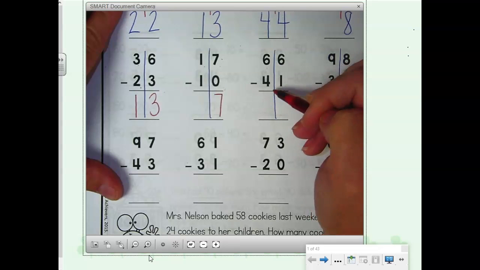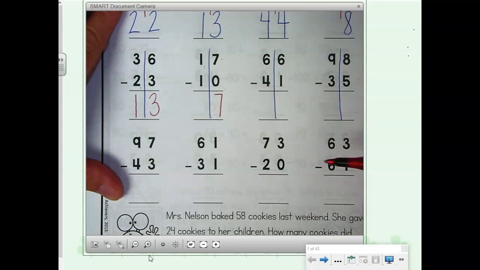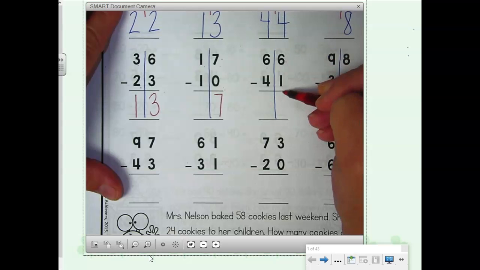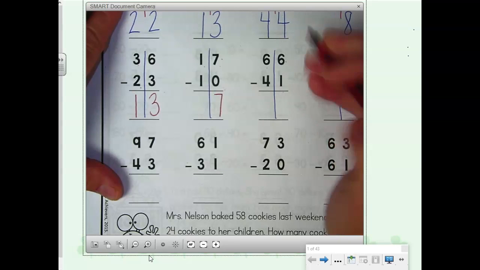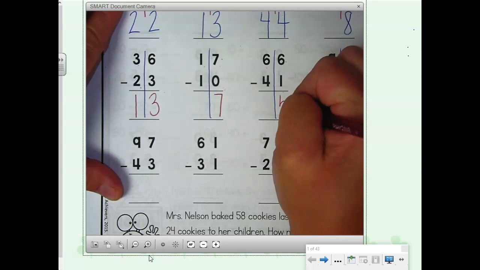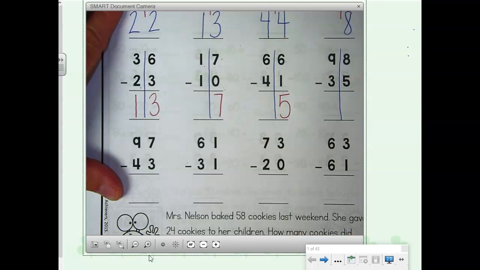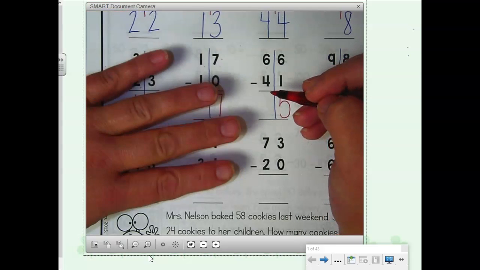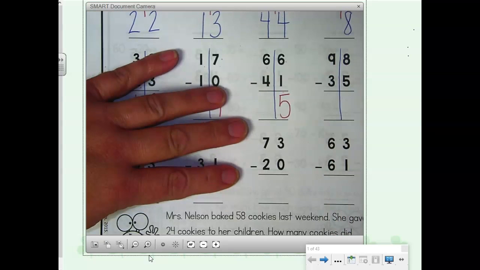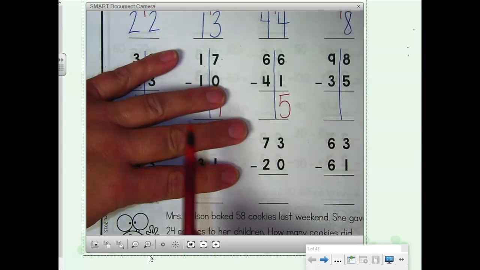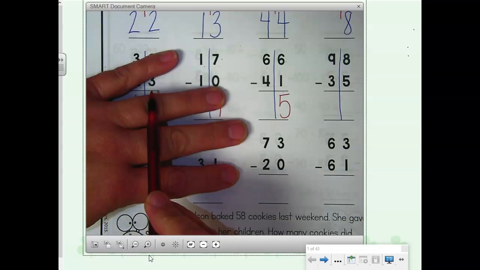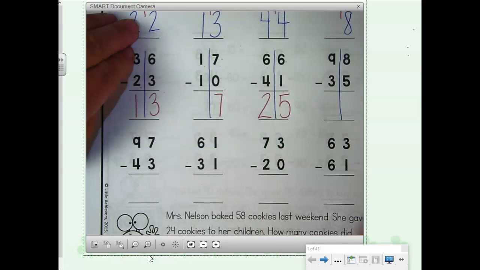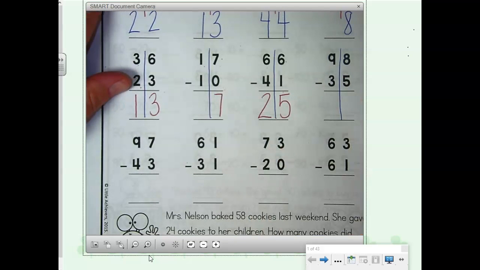66 minus 41. Start on the right. 6 minus 1. 5. Count back 1 makes it 5. 6 minus 4. All right, I have 4 on my fingers. 6 in my head. 6, 5, 4, 3, 2, 25.